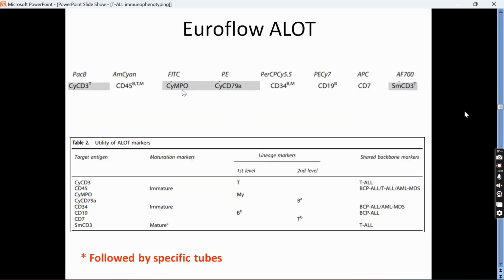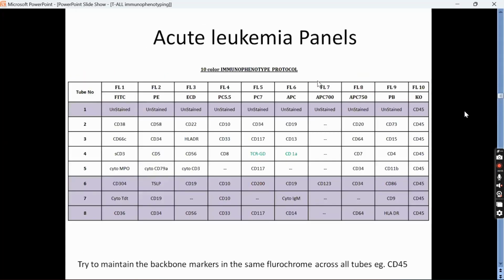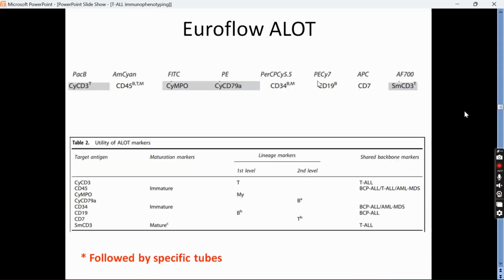Now the other one is that Euroflow has come with a tube called the acute leukemia orientation tube, which covers the lineage specific markers. You run this tube for every case. If MPO is positive, you run the other myeloid markers. If it is positive for cyto CD3, you run all the other markers for T. And if it is positive for CD17A and CD19, you run the B cell markers. But again, you get the results, then process the next tube. So it's a two-step solution, whereas processing a comprehensive panel is always good.